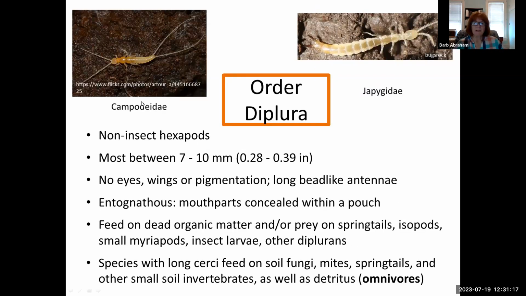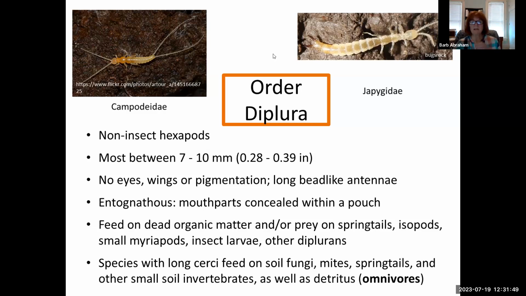Okay, diplurans, 2 families, the Campodiids with the 2 long tails and the Japygids with what looks like earwig pinchers at the end, but these guys don't really look anything like earwigs, and you're not going to find them above the surface. Most of these quote unquote primitive insects don't have any color. This guy seems to have a little bit of sclerotization. They lose water very easily, and so you only find them in moist places down in the soil.